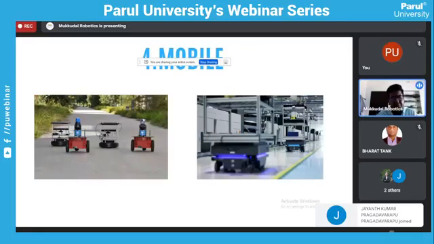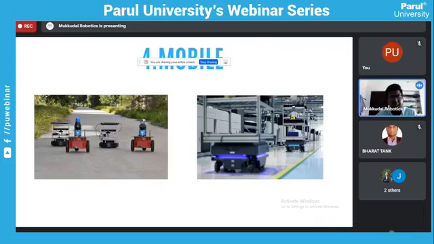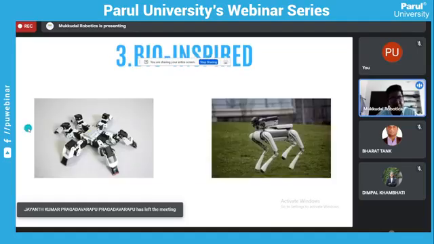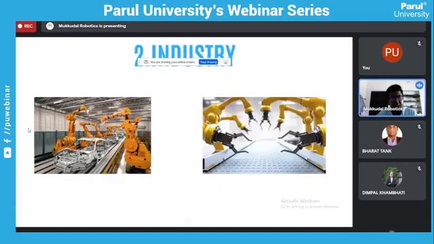A mobile robot is nothing but a robot that can move from one place to another place. This is the type where we have mobility, so we can carry material from one end to the other. So these four categories are the mobile robot, the bio-inspired robot, the industry robot and the humanoid.